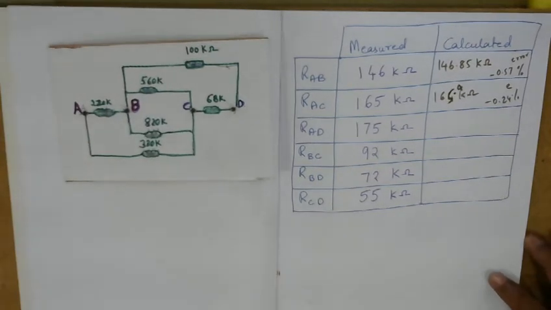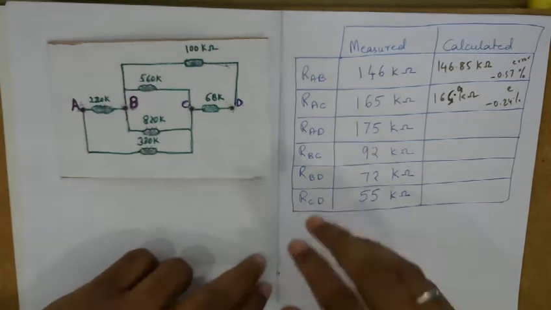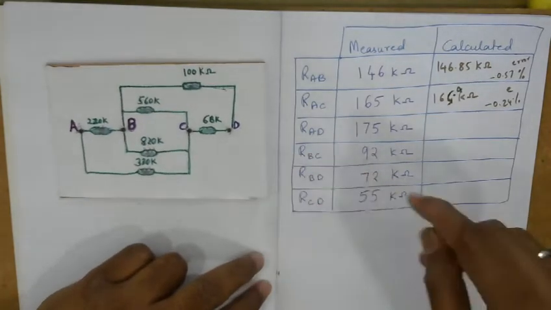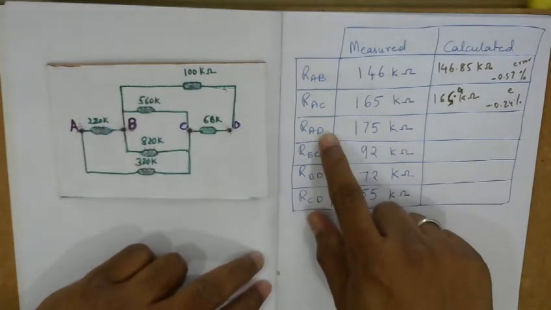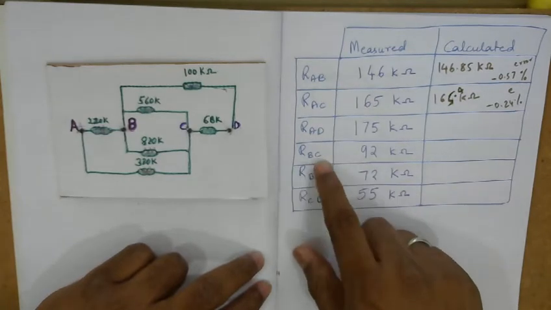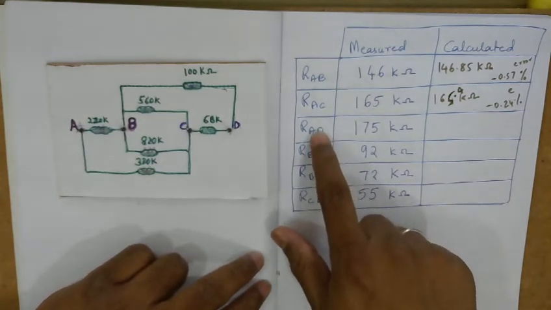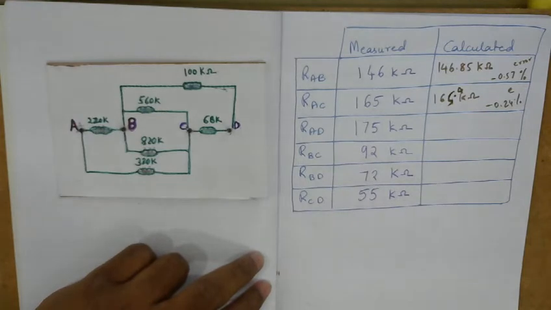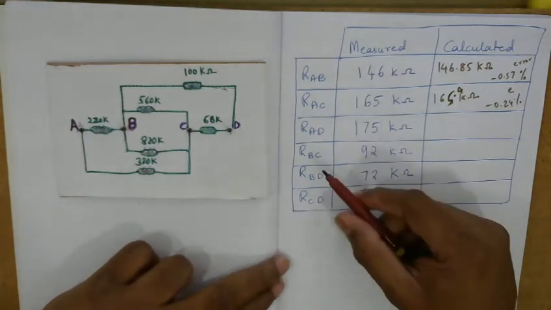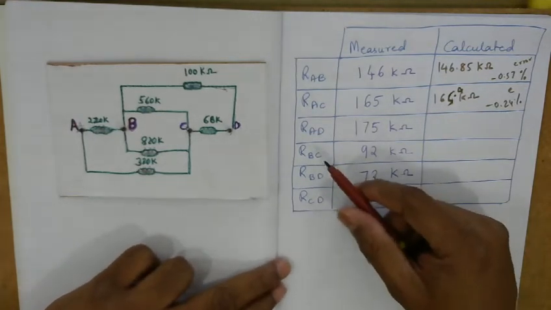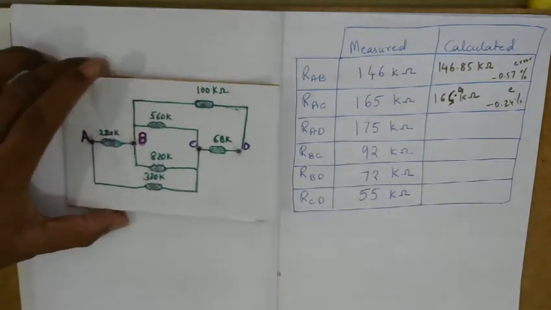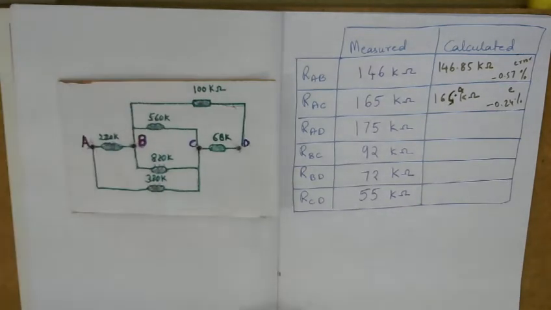Hello everyone. So once again we look at this circuit. This time instead of taking RAD as I mentioned, we'll directly jump to RBC. RAD we will take in the end because it involves delta to star transformation. But let's now work with RBC. So again we want to measure, we want to calculate, and we want to match.